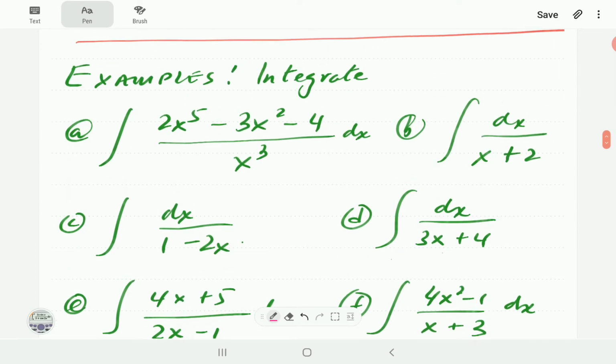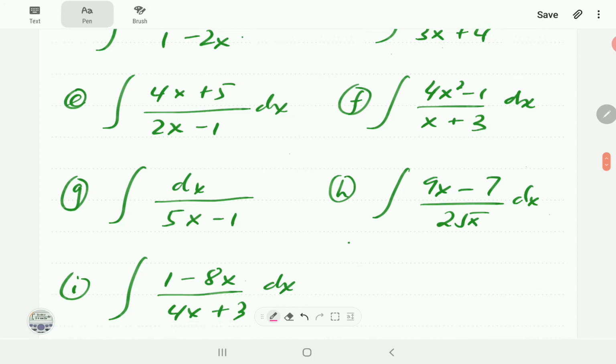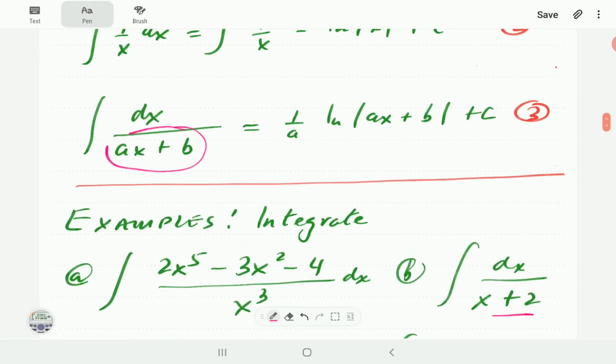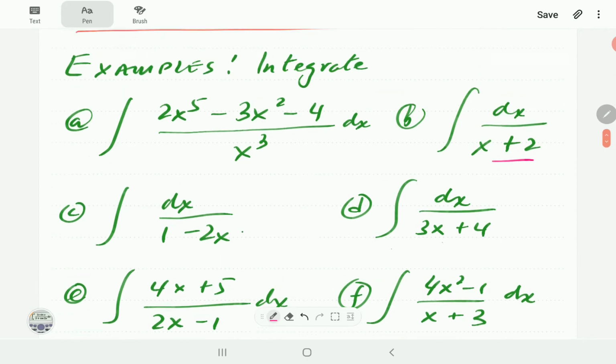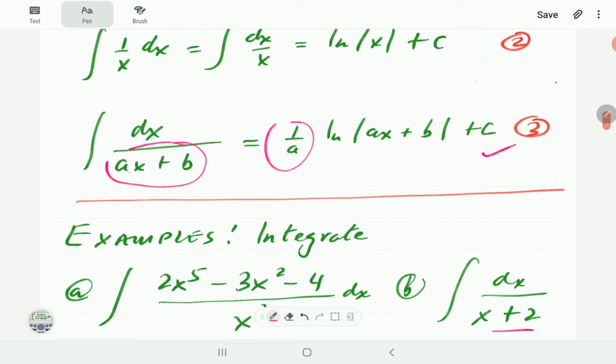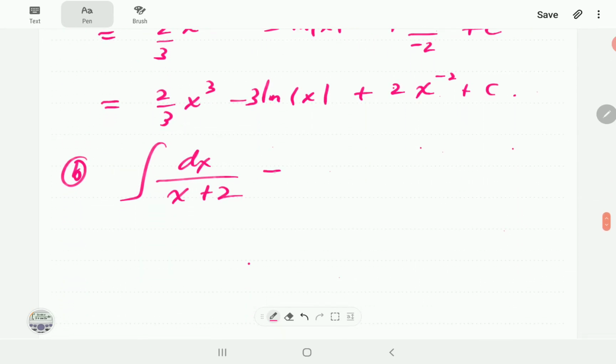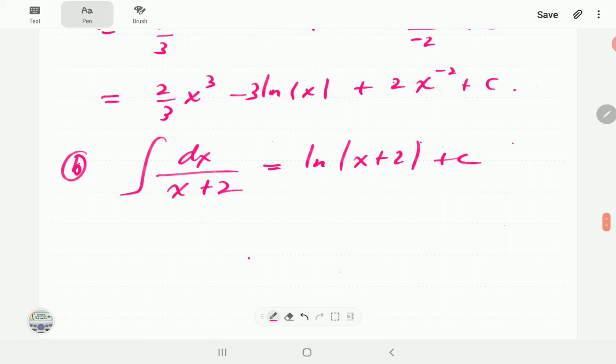Then for the second one, we have got a linear denominator. So integral of x dx over x plus 2, and this is proper because the numerator is a constant. So that means we're simply going to use this formula here. Main thing is we're going to need to divide by a. A is the coefficient of x. In this case, the coefficient of x is 1. So this is simply going to be ln x plus 2 plus c, because we're dividing by 1.